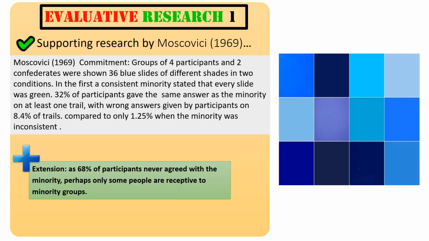Now this small minority were able to make 32% of the participants give the same answer as this minority on at least one trial, with wrong answers given by participants on 8.4% of all the trials. Now this was compared to only 1.25% when the minority was inconsistent in saying whether it was blue or green. So that consistency was really vital in persuading the majority to side with the minority. However, what these results also mean is 68% of participants never agreed with the minority, even when they were consistent. So perhaps only some people are receptive to minority groups.